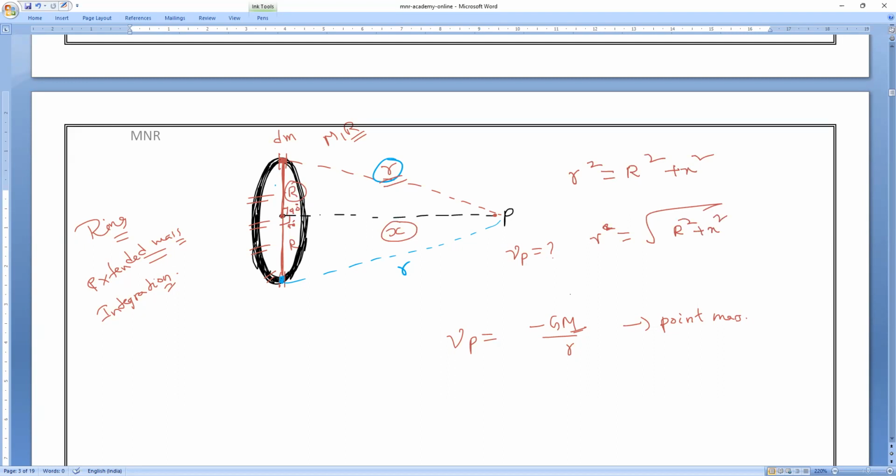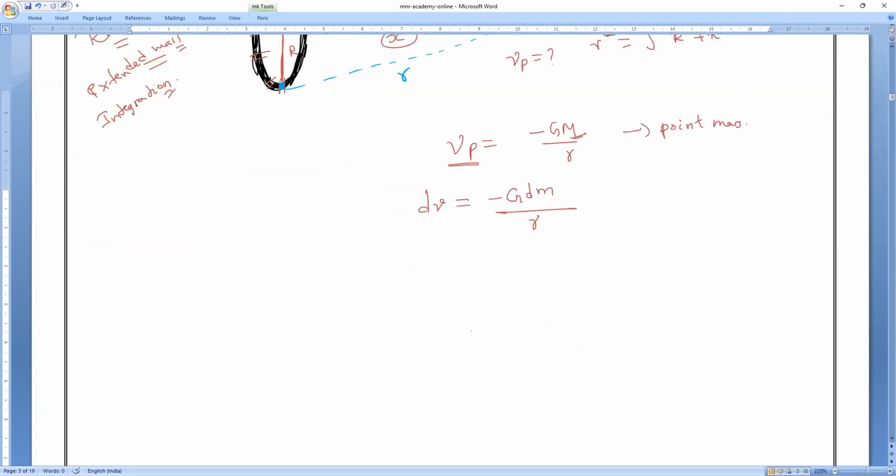So now, if I have taken this one, then what is the dV? Can you tell me? This is a dV. We want a very small dm mass. Then can you tell me what dV is equal to? Speak, guys. dV is equal to minus G into, instead of m, I can write it as a what? dm divided by r. Now we got the r. What is the r value? Already we have got it. So dV is equal to minus G dm divided by r.